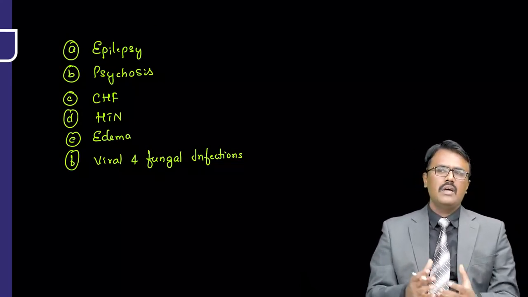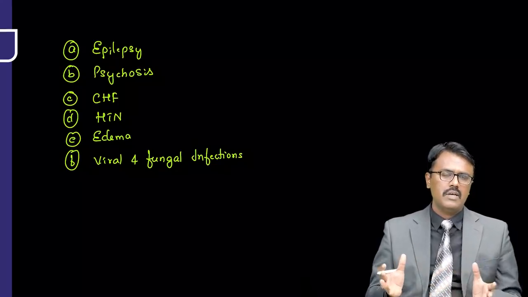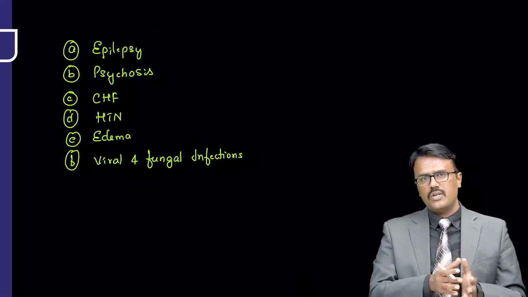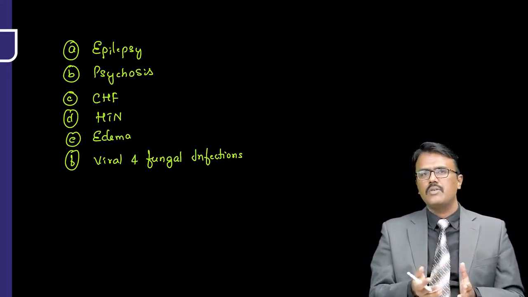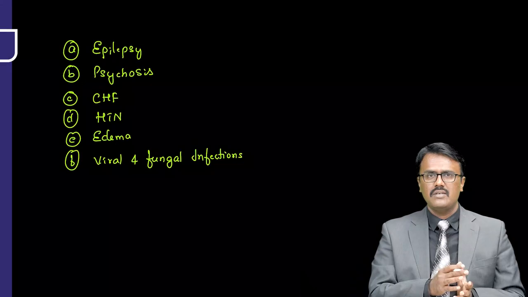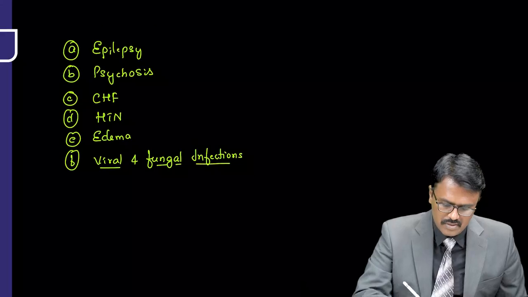You may ask a question, sir, we used it in COVID-19. What we did in COVID-19 is, for the first week, we gave an antiviral drug. The next week we started steroids. The problem was cytokine storm, and we wanted to suppress the immunity at that time. So we had to use steroids in certain situations, but usually we avoid them in viral and fungal infections.